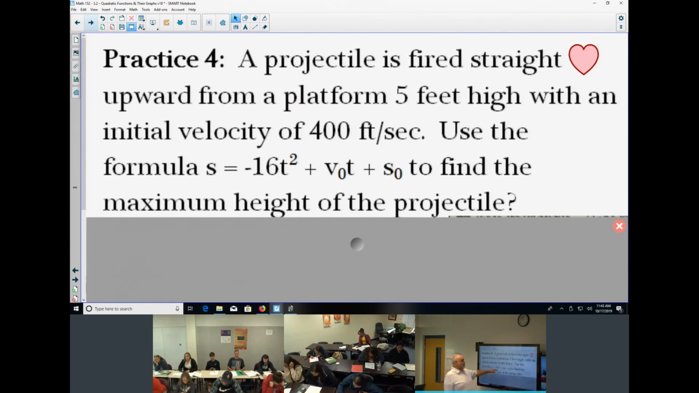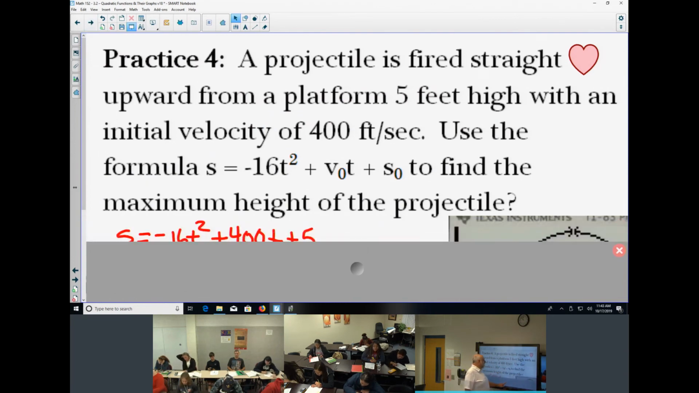What's V sub 0 here? 400 feet per second, because that means the initial velocity. And it says the initial velocity is 400 feet per second. And then what's S sub 0? 5, because that's the initial height. It's 5, the initial position.